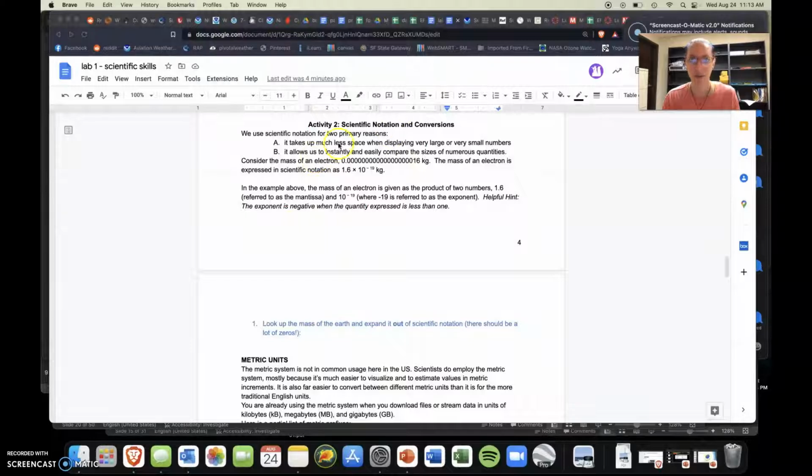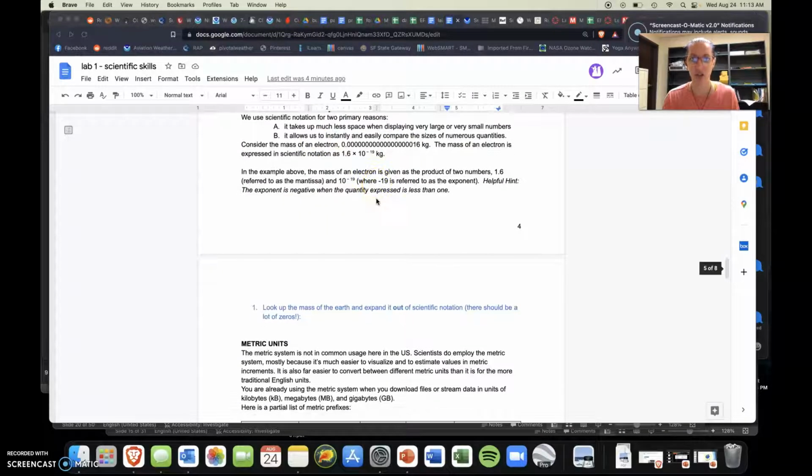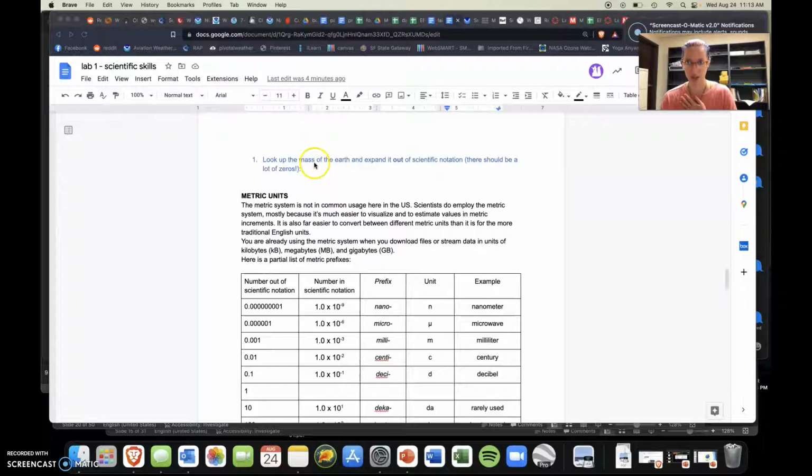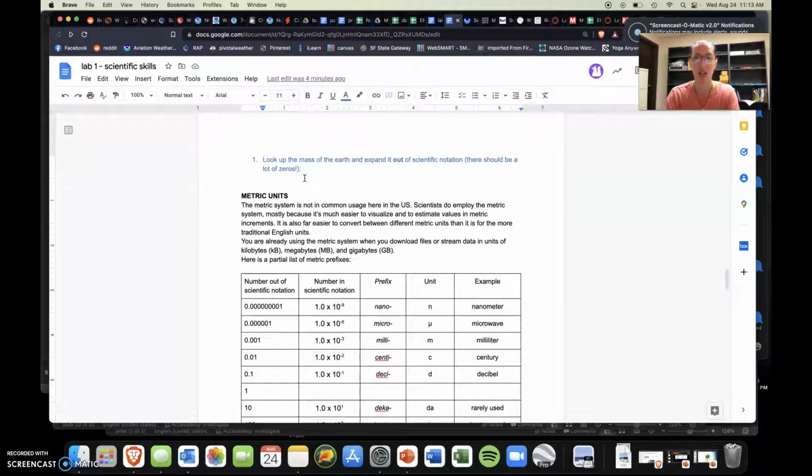So here we are, kind of our first little intro into scientific notation. You can read this little blurb here, but the first thing I want you to do for this activity is to look up the mass of the Earth and expand it out of scientific notation. So when you Google mass of planet Earth, it will likely say like 5.6 times 10 to the 28 kilograms or something like that. So you would actually physically write it out with actual numbers.